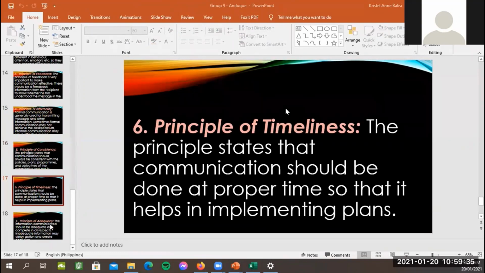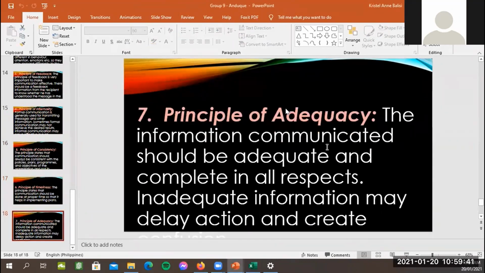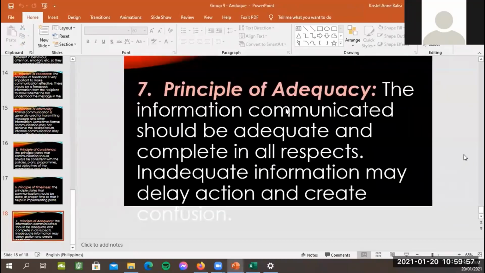Okay? Principle of adequacy. The information communicated should be adequate and complete, and always the correct information. Incomplete information may delay action and create problems. Dito naman po sa number 7, dapat daw po kompleto ang impormasyon na ibibigay para hindi po maantala ang pagkilos ng iba. Yun lang po, ma'am.